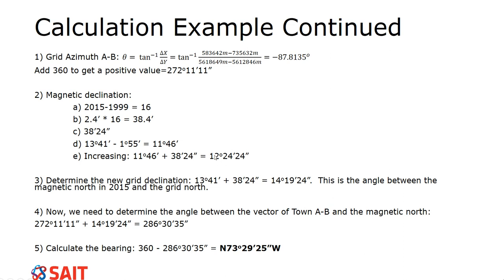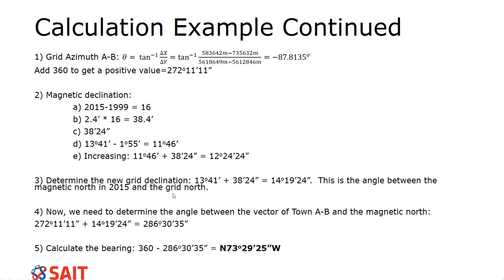So this is just the diagram, right? This is where my magnetic north is located with respect to my true north. Now we're going to determine the new grid declination. The grid declination was 13 degrees 41 minutes, and I'm going to add 38 minutes 24 seconds to this because I am trying to go from grid north to the magnetic north, and I get 14 degrees 19 minutes 24 seconds. This is the angle between the magnetic north in 2015 and the grid north. Okay, so now we know where the magnetic north is with respect to all the norths.